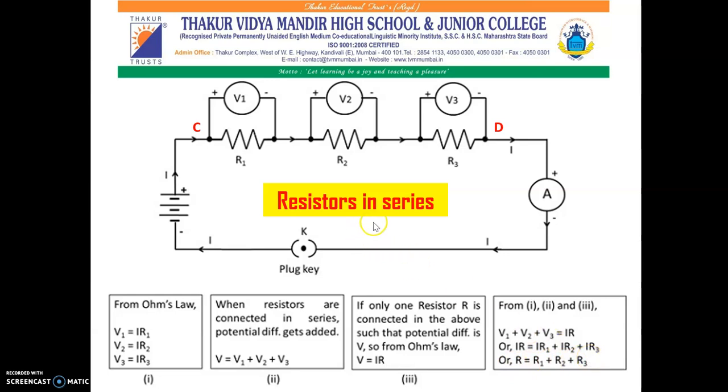So when resistors are connected in series, the total resistance in the circuit is the sum of all the resistors. In this case, there are three, so R1 plus R2 plus R3. If there are n resistors, then total resistance is equal to R1 plus R2 plus R3 till Rn.